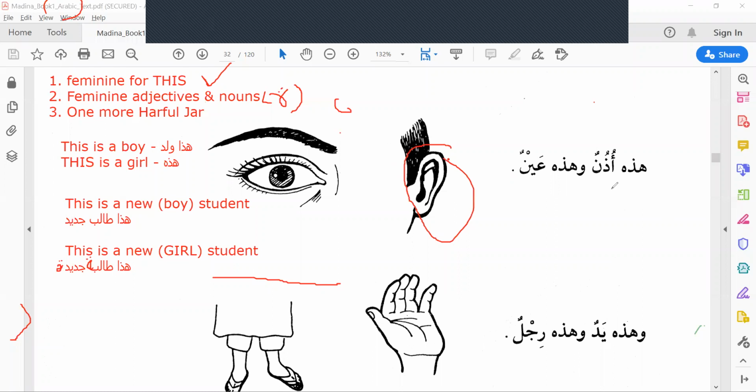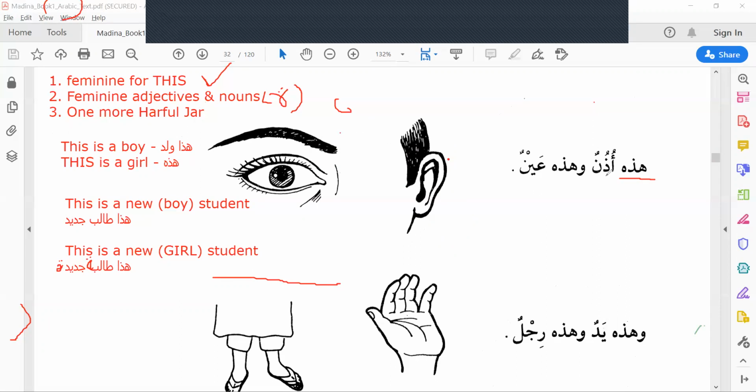Udunun, ear. Ainun, eye. How many eyes do we have? We have a pair. How many ears? We have a pair. So if we find pairs of parts, then we use a feminine word.